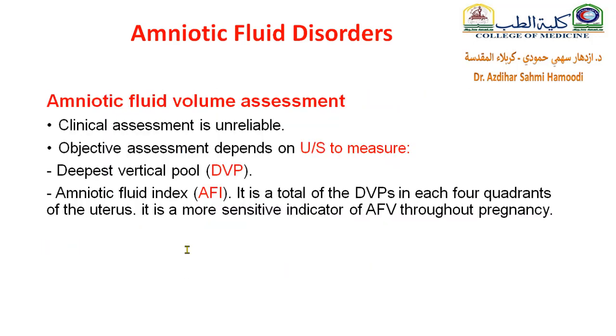How do you assess the volume of amniotic fluid? Clinical assessment is unreliable. Objective assessment depends on ultrasound examination and measures. We have two measures, either the deepest vertical pool, or the amniotic fluid index, which is the total of the deepest vertical pocket in each of the four quadrants of the uterus. It is a more sensitive indicator for the volume of amniotic fluid throughout pregnancy.